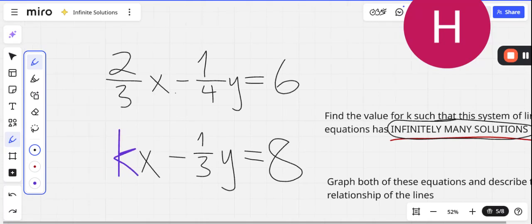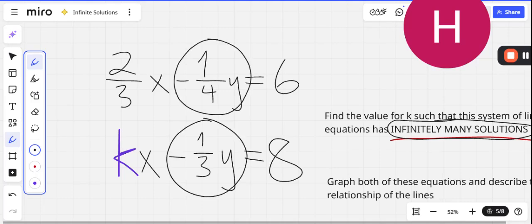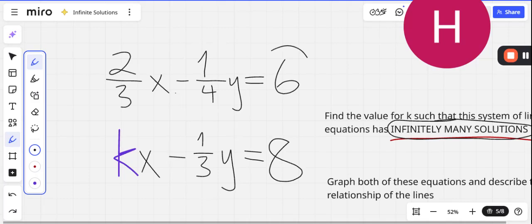Well, these equations do not look the same right off the bat. This one has 2/3 x minus 1/4 of y. That's very different from this minus 1/3 of y. Then it has equals 6, which is also quite different from this equals 8. So how can we turn one of the equations into the other equation? Or another way to think about this is how can we turn them both into the same equation? Sometimes it's easier to think about that.